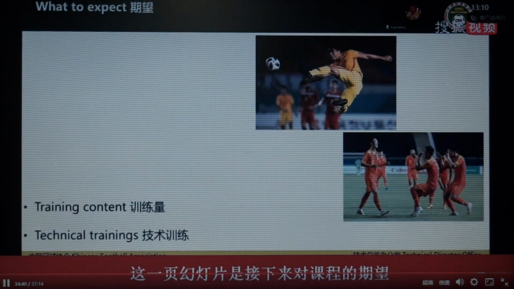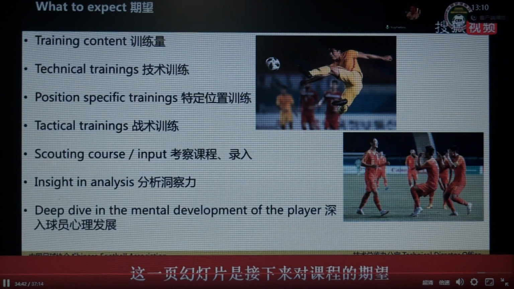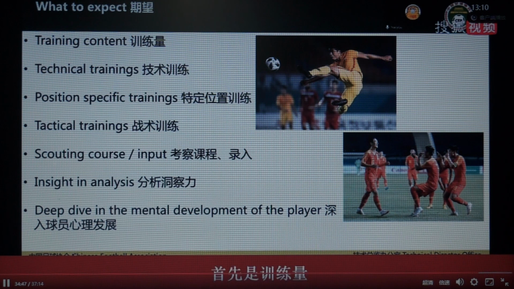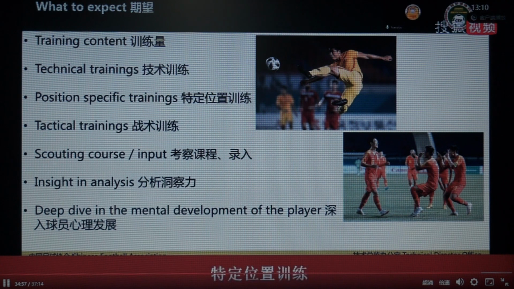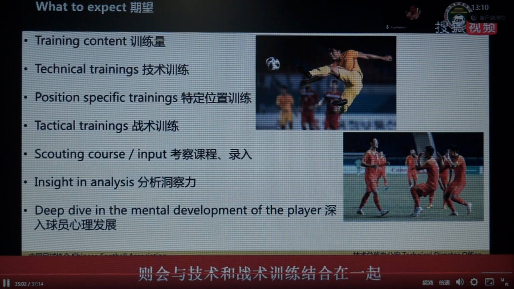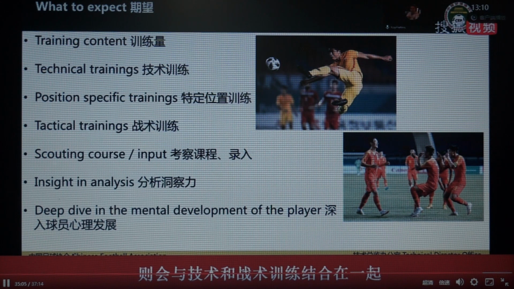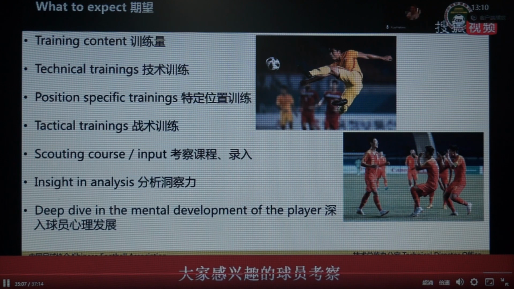Here in this slide, we want to give you a little overview of what you still can expect in the future. The training content, we can go more into detail. For example, we have several technical trainings which we will explain in the technical module. Besides that, we also have position-specific trainings that are linked to the scouting course, but also to the tactical and technical module. As I already mentioned as well, we also have an analyst course and a scouting course lined up for those who are interested.